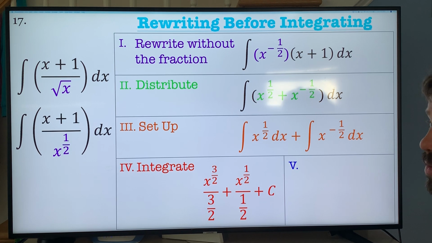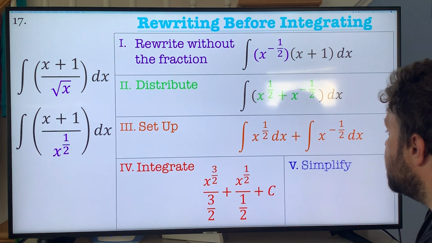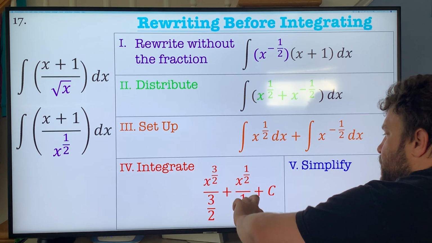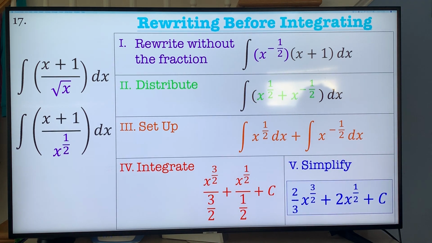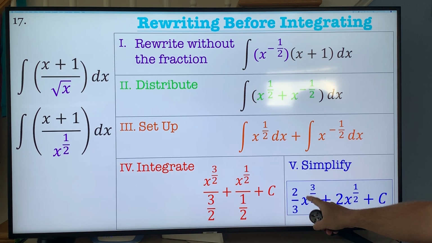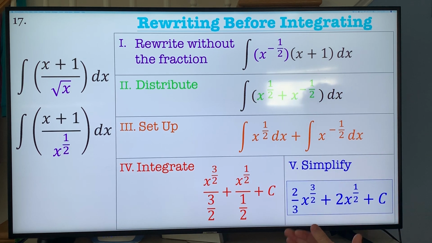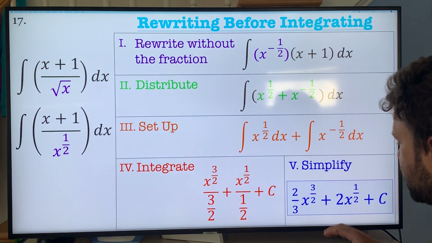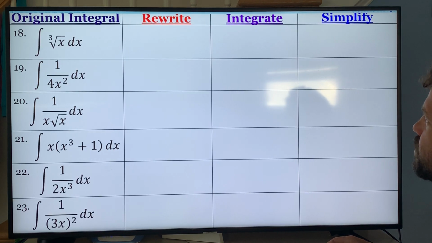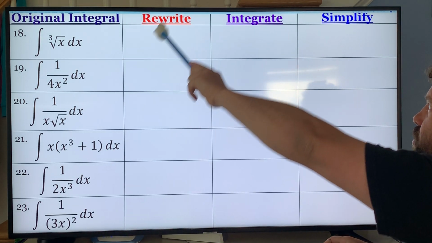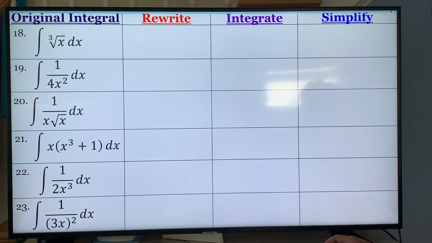Step 5, always the last step, is always to simplify. Reciprocal, reciprocal. So you get 2/3 x to the 3/2 plus 2 over 1, or just 2 x to the 1/2. 2/3 square root of x cubed plus 2 square root of x plus c. And then you're done. All right? So always try to get rid of the stuff. No product rule, no quotient rule. Doesn't exist. Now, what I want you guys to do is try to solve these problems using 1, 2, 3 steps. Go.